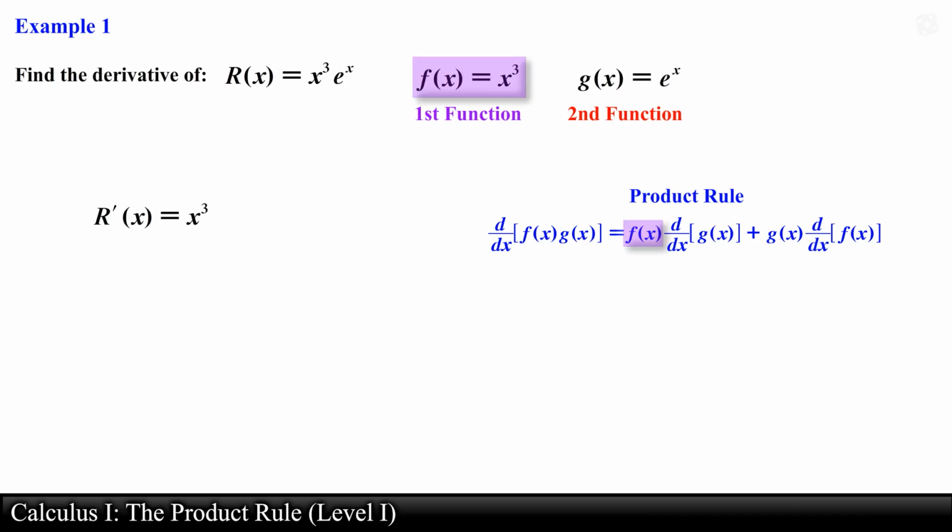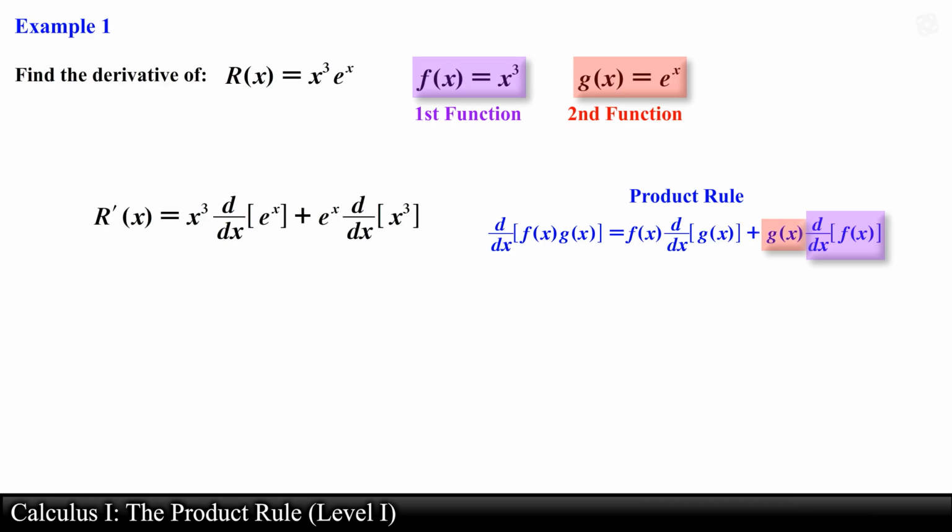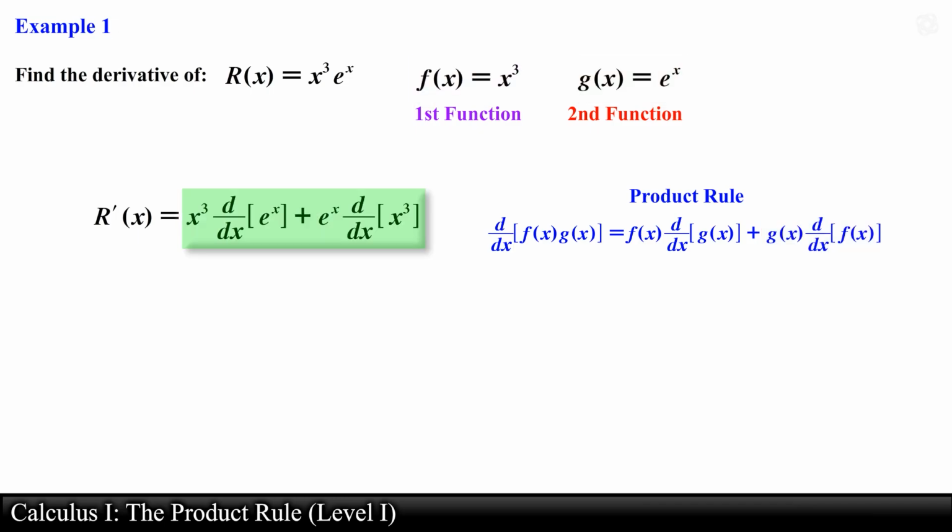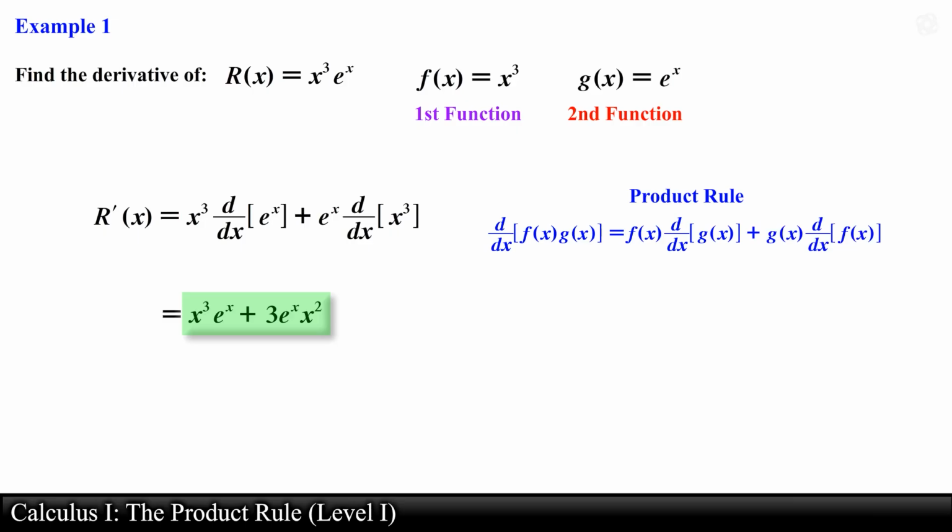So we take f of x, or first function, and multiply it by the derivative of g of x, the second function. Then we add the product of g of x and the derivative of f of x. Simplifying the expression, we obtain the final derivative equal to x cubed times e to the x plus 3 times e to the x times x squared. We can also rewrite this expression by factoring out an x squared times e to the x term. In any case, both forms are acceptable expressions for the derivative. Alright, let's try the next example.